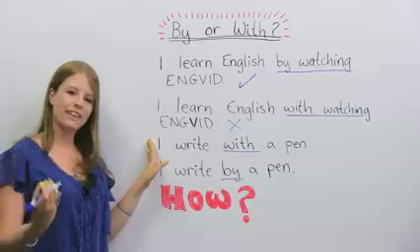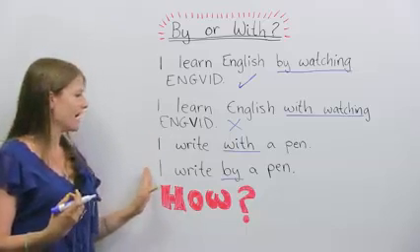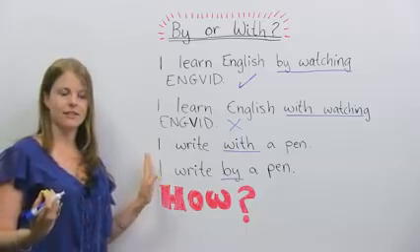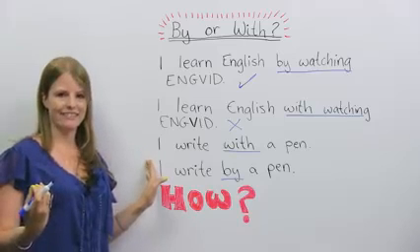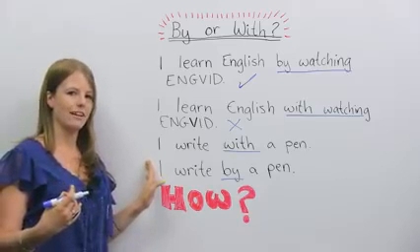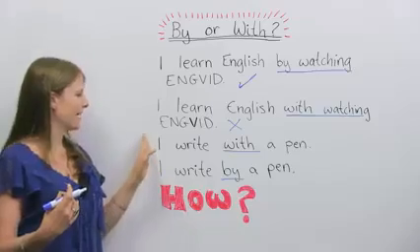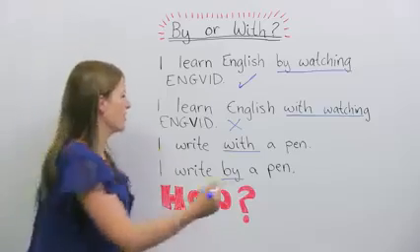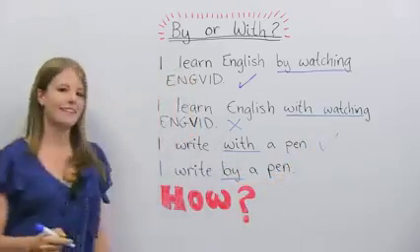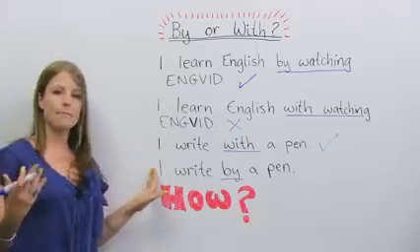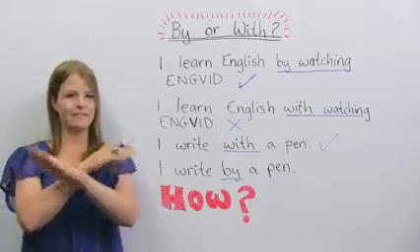I write with a pen. I write by a pen. Which one do you think is the correct sentence? And which one is incorrect and why? Okay, if you said I write with a pen, you are correct. In this case, this is the correct one. And I write by a pen, this is incorrect.